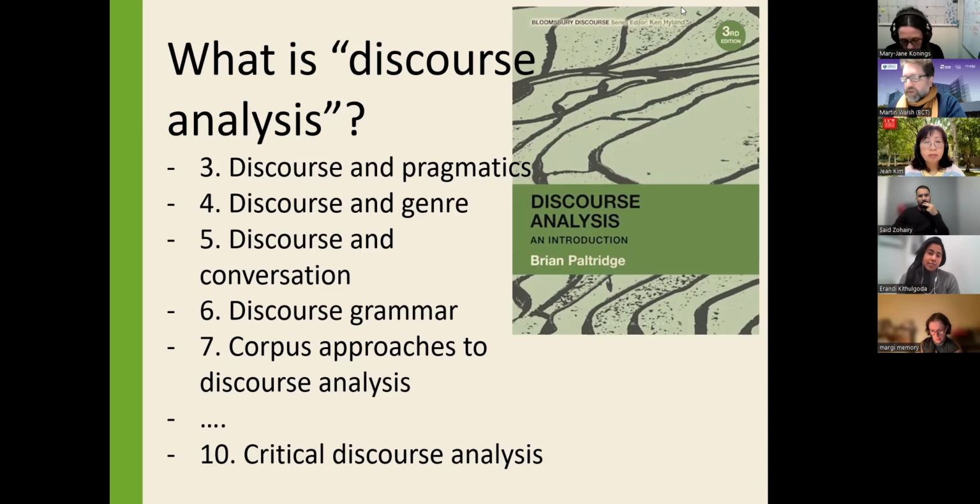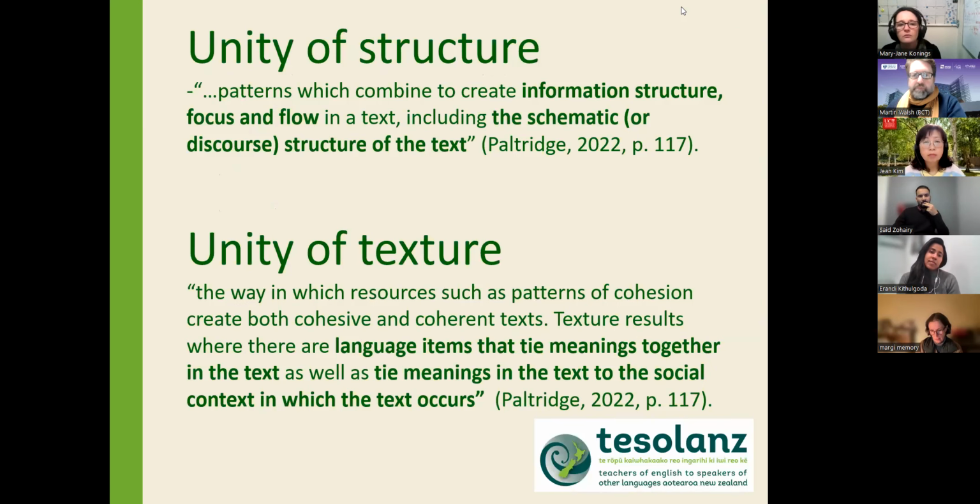The other thing, in terms of talking about discourse, is that Paltridge has these concepts, the unity of structure and the unity of texture. Structure is more focused on how information is organized and the flow of information within a text. The unity of texture is those devices that hold the text together. Most of what I'm going to focus on today is the unity of structure concept, rather than texture. So this idea of how information is structured in text and how people control the flow of information in text.